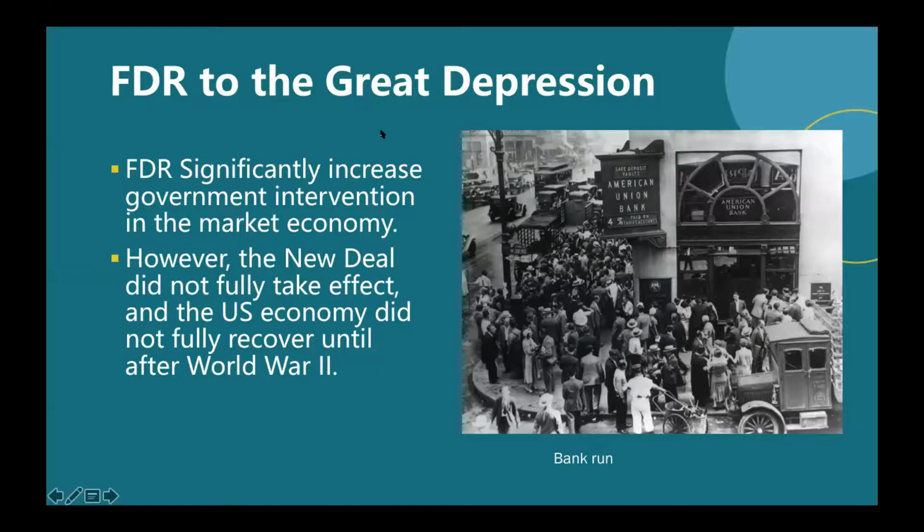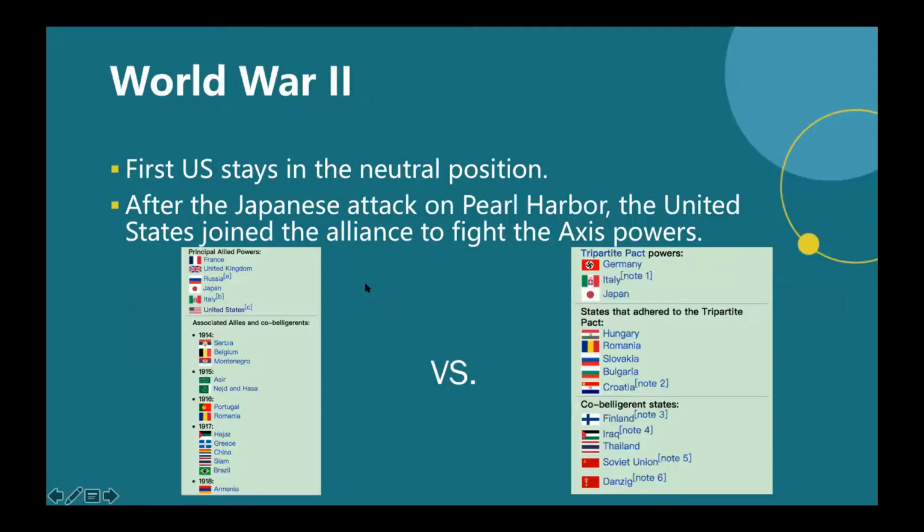And the Great Depression led to increased government intervention in the market economy. And while the New Deal did not have a very good effect, the economy did not fully recover until World War II. And now we're going to talk about World War II. So these are the Allied powers and the Axis powers, who were at war with each other. At first the USA was in a neutral position, but after being attacked by Japan, the United States started to join the Allies and fight the Axis powers.